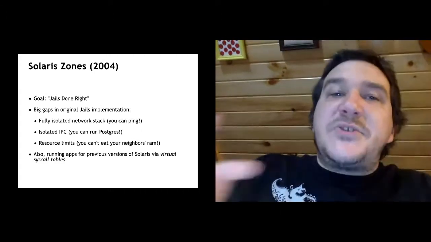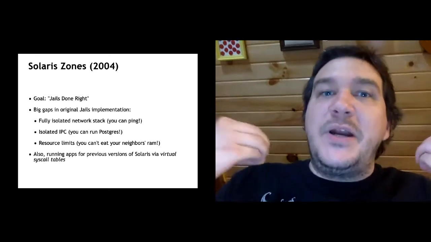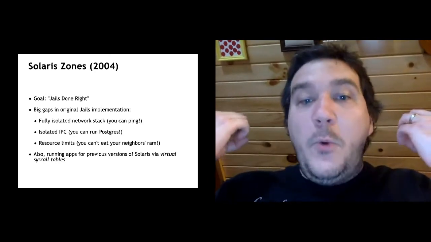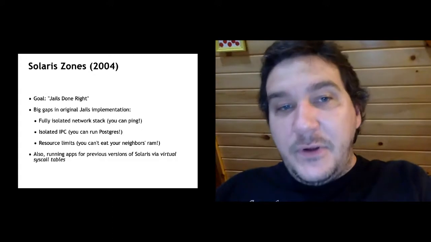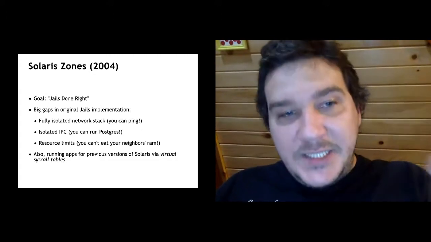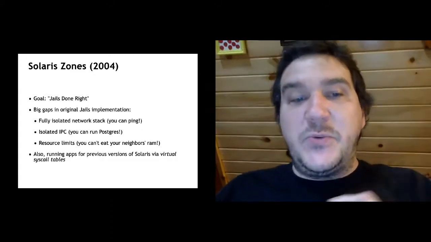So that's one of the things that in Solaris they wanted to get right with zones: we're going to have all these things. We're going to have a virtual network stack. It's going to have its own IPC. It's going to have resource limits.